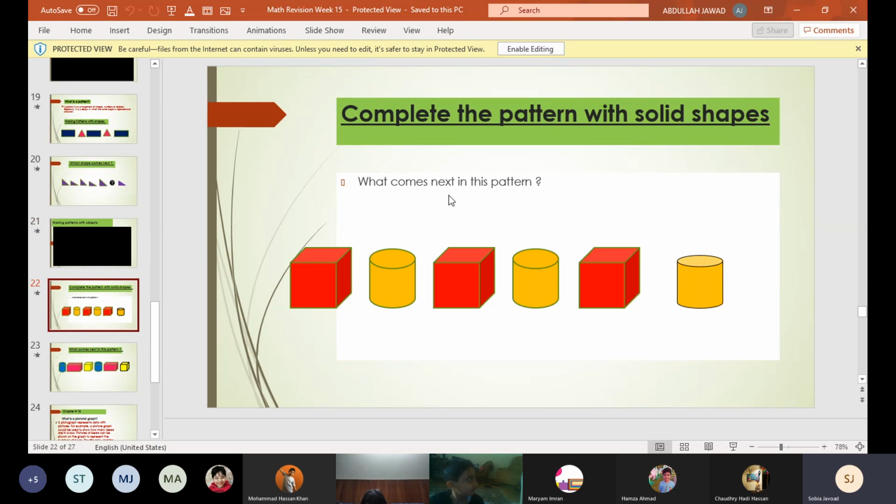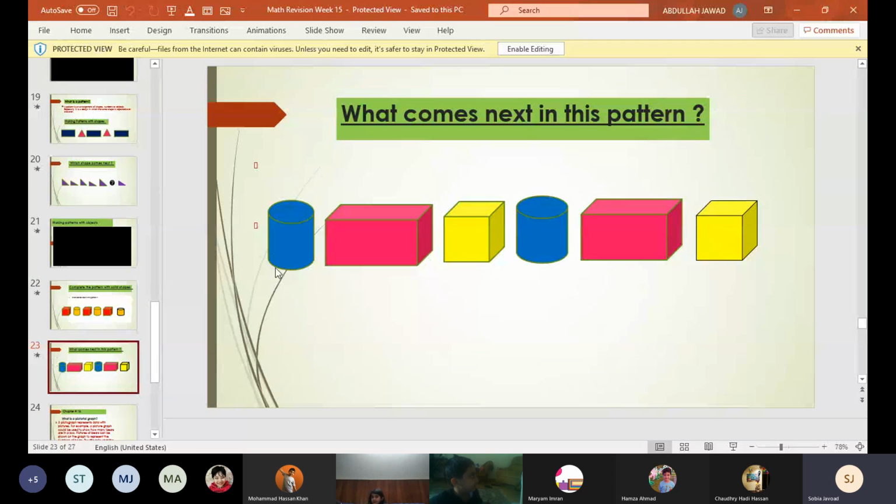Complete the pattern with the solid shape. What comes next in the pattern? Cube, cylinder, cube, cylinder, cube, cylinder. Then what comes next? What comes next over here? Cube. Yes. Now what comes next in this pattern? Cylinder, rectangle prism, cube. Cylinder, rectangle prism, cube. What comes here? Cylinder. Yes, cylinder. You're right. Cylinder comes again.